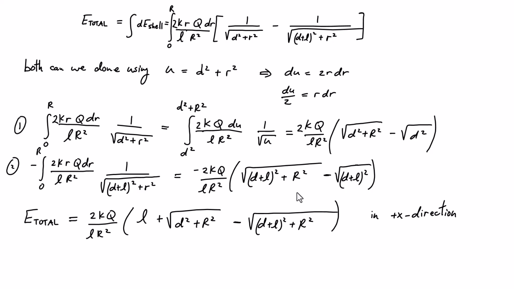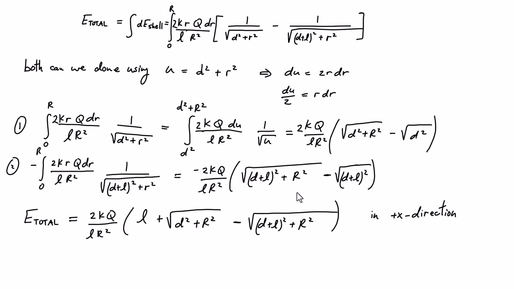Now, it's a rather complicated looking expression. There are 3 terms over here, and that's okay. This is the final expression for the field produced by a cylinder that has a total charge Q and a radius R and a length L. All right, so this is the first approach.